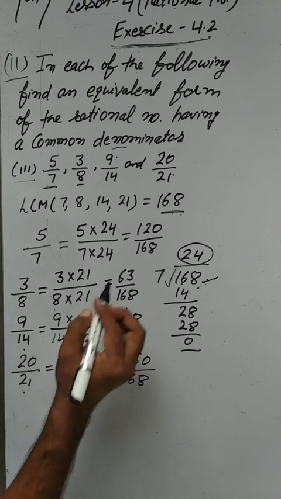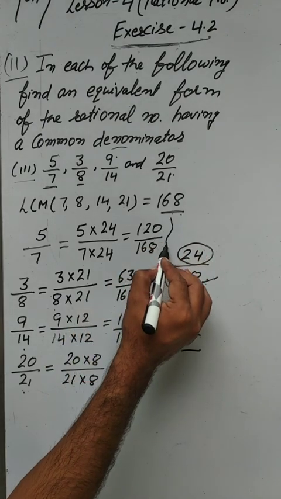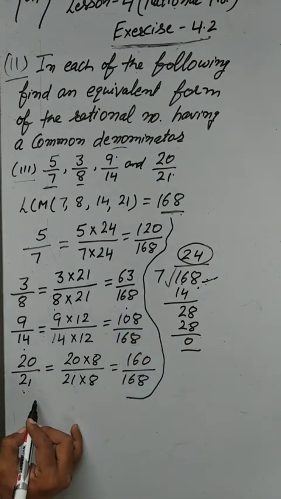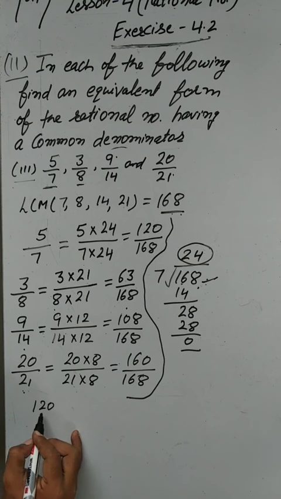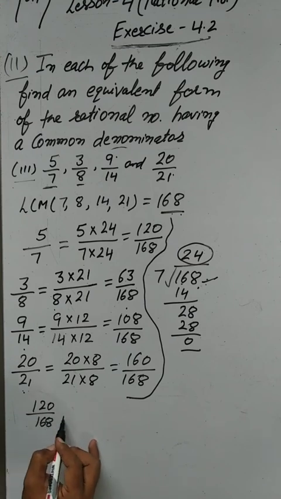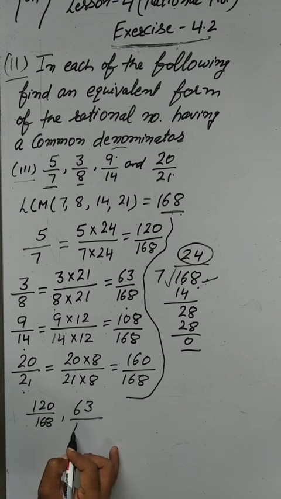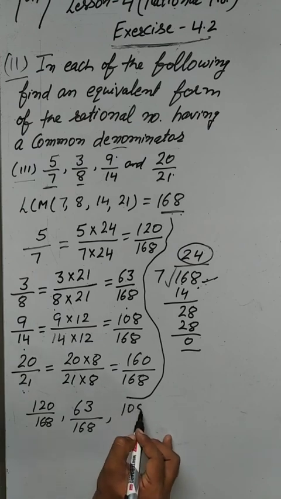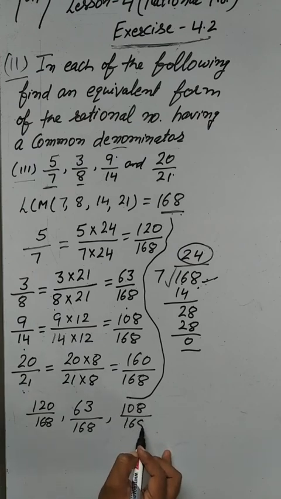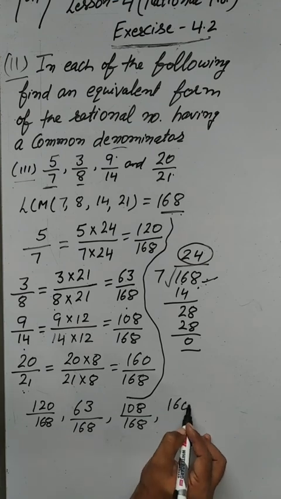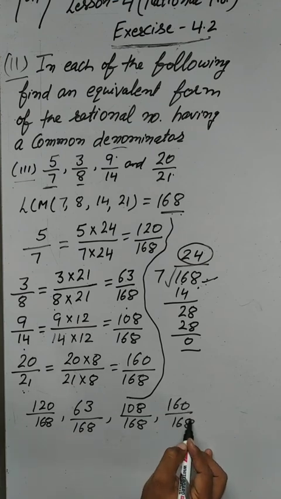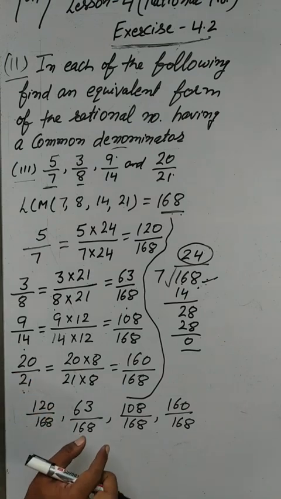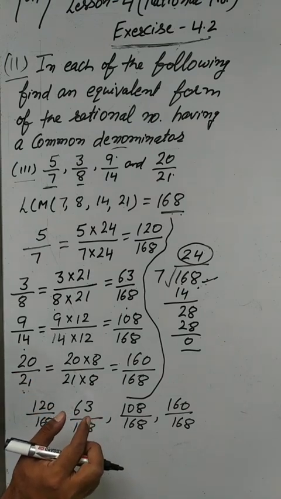Understood? Now beta, look at these numbers, they have the same denominator. The first number is 120 upon 168. The second changes into 63 upon 168. The third changes into 108 upon 168, and the fourth changes into 160 upon 168. Understood beta? In that way we can change.